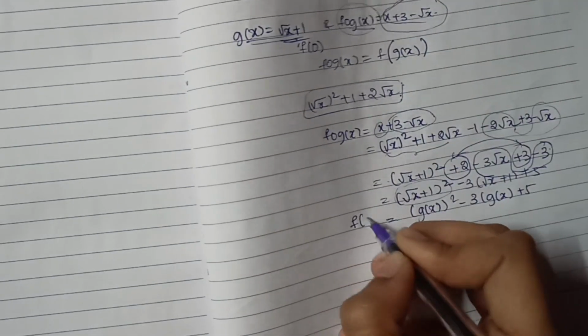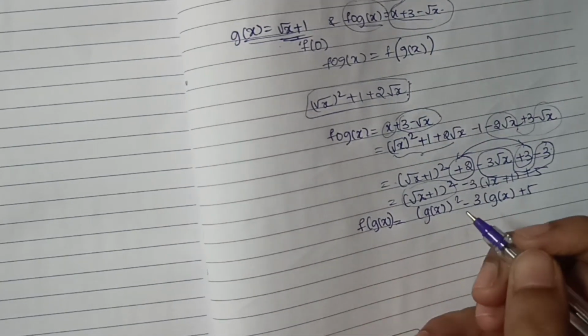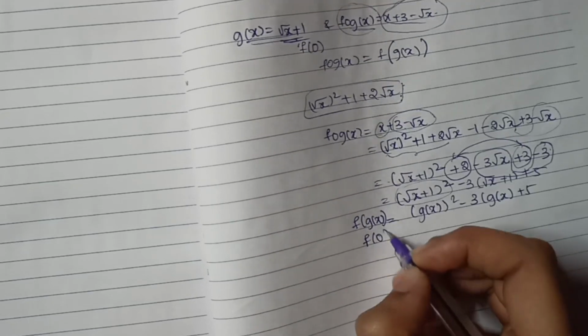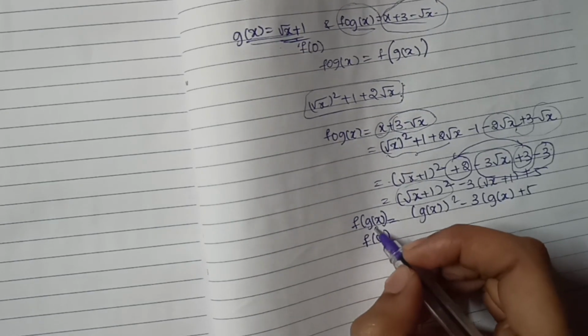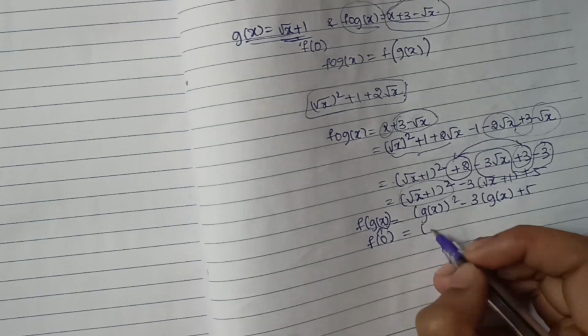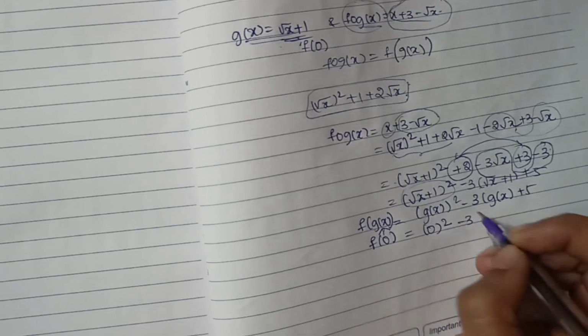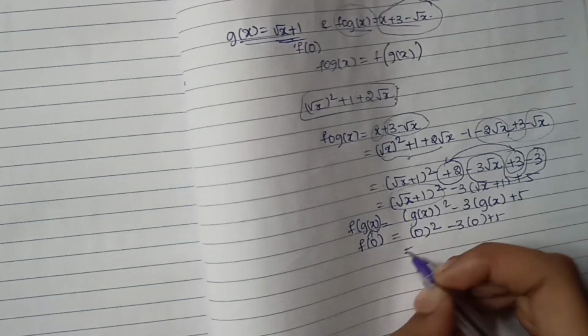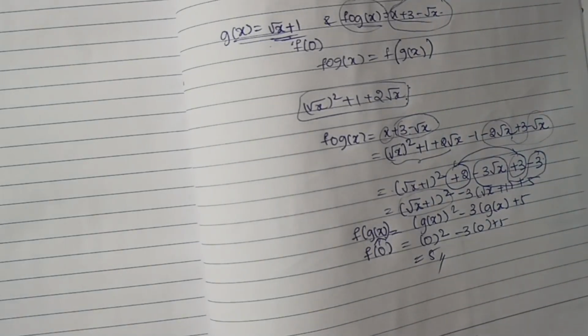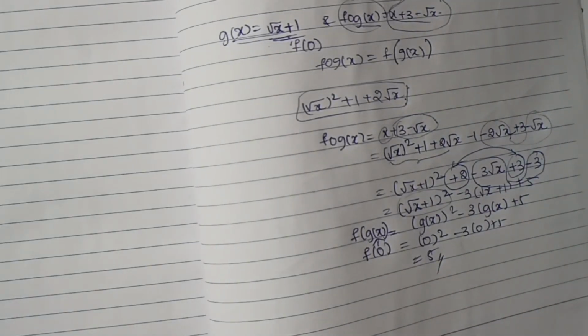This is f of g of x, right? They asked us to find the value of f of 0. So in the place of g of x, we have to put 0, which is 0 square minus 3 into 0 plus 5. The value will be 5. This is very simple, right? In this way, you can solve many questions.